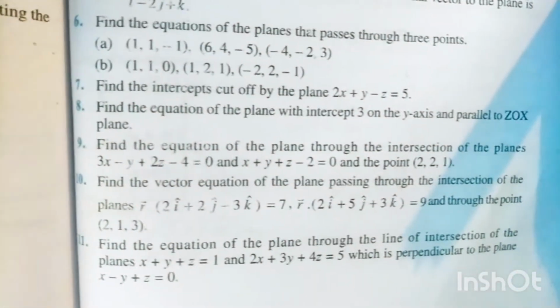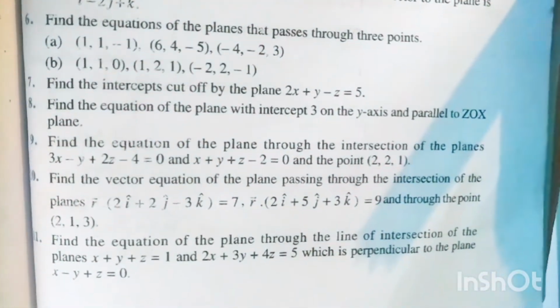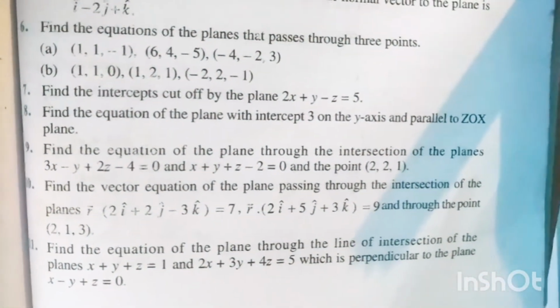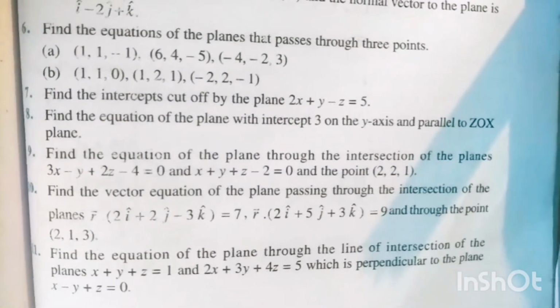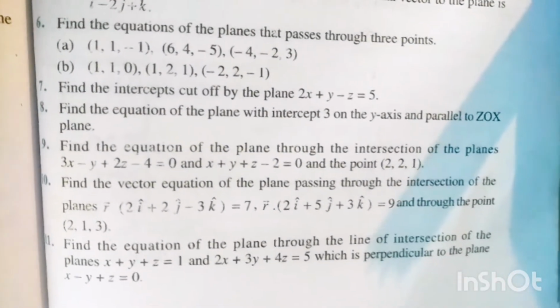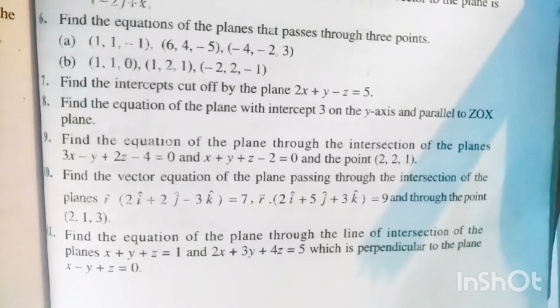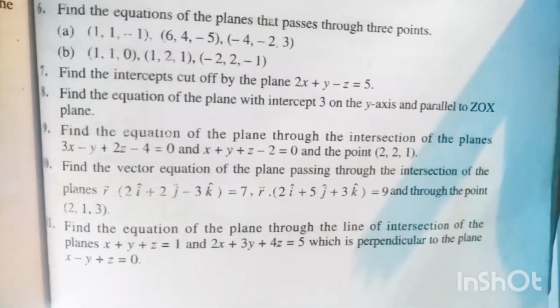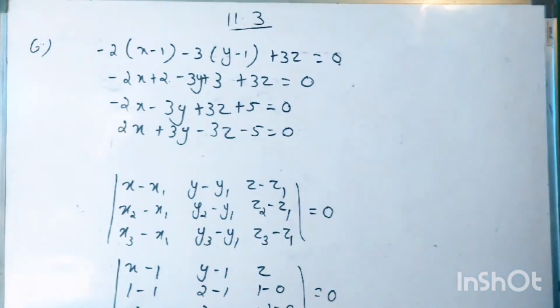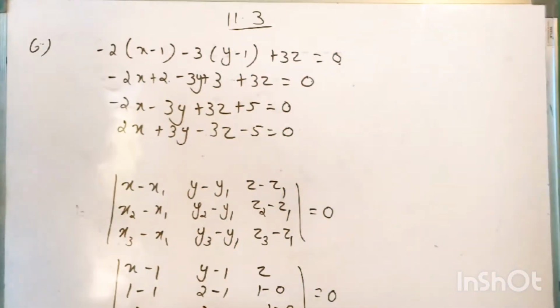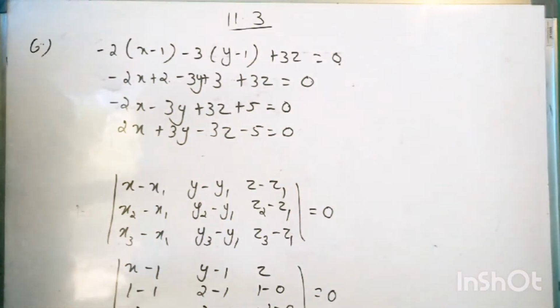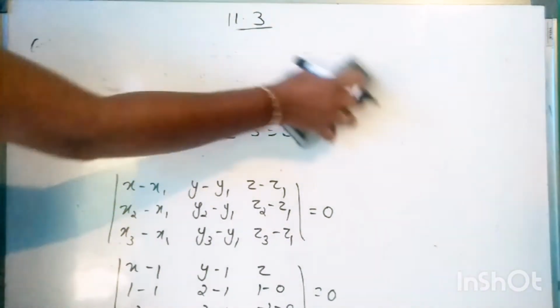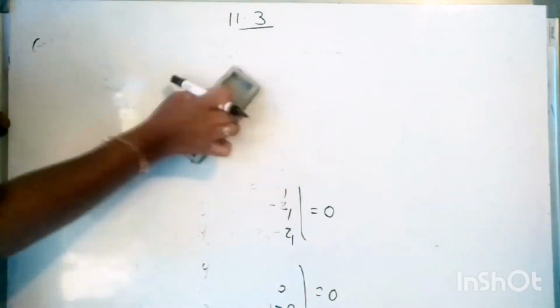Ninth question. Find the equation of the plane through the intersection of the planes 3x minus y plus 2z minus 4 is equal to 0 and x plus y plus z minus 2 is equal to 0 and the point, ordered triplet, 2, 2, 1. We need to find out the equation of the plane through the intersection of the given two planes.